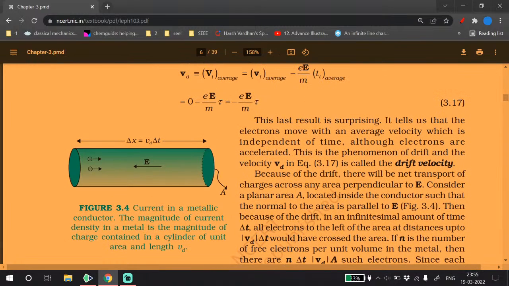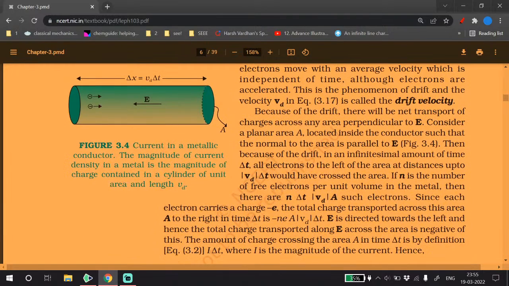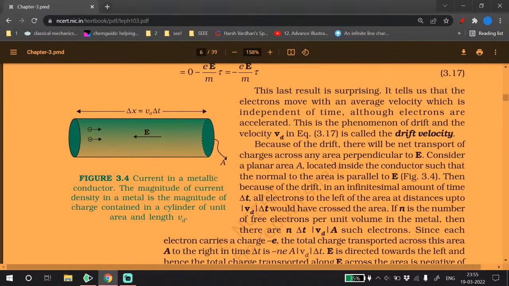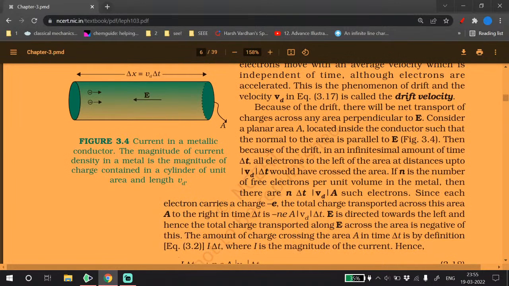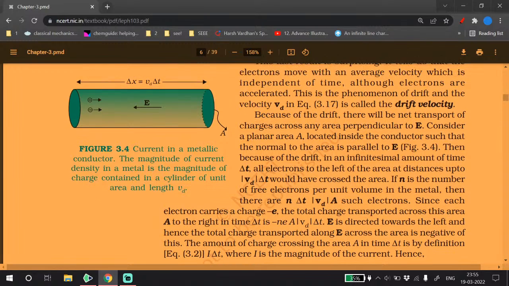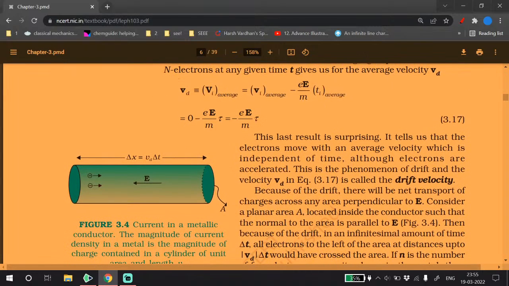So this is very unique because the average velocity of the electron does not depend on time. We saw that this velocity is superposed over the average velocities. The drift velocity is superposed over all the random motions of the velocities. It is the net result. So there will be a current. And this Vd.